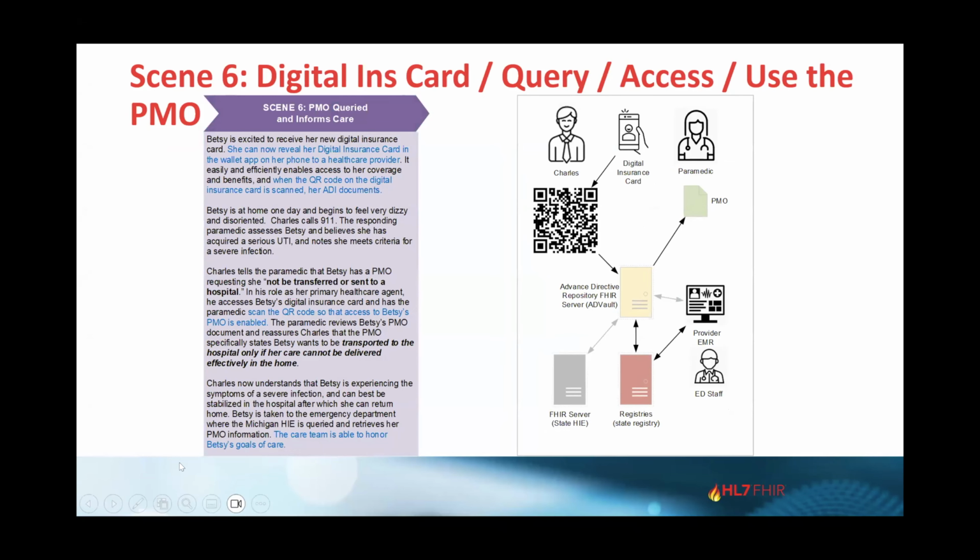So Betsy is very excited to receive her new digital insurance card. She can now reveal her digital insurance card in the Wallet app on her phone to a healthcare provider. It easily and efficiently enables access to her coverage and benefits. And when the QR code on the digital insurance card is scanned, it also reveals her Advance Directive interoperable documents.